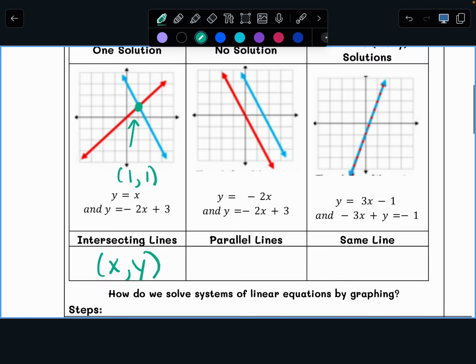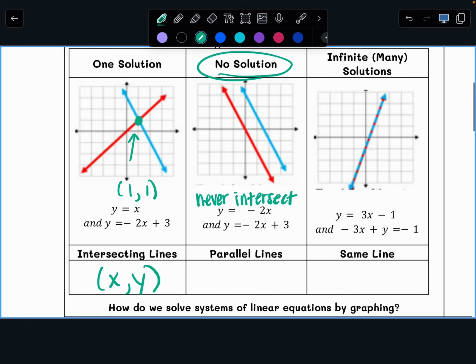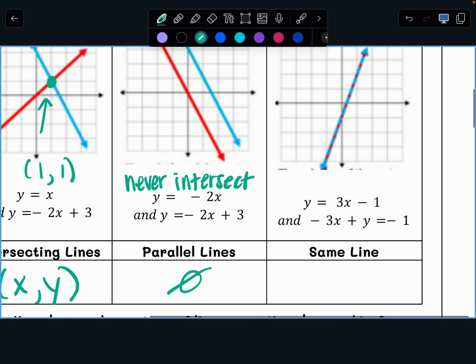The next type of solution is parallel lines. Parallel lines never intersect. So there is no solution in this case. No solution.